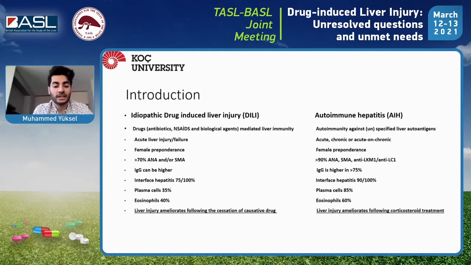I think the biggest difference between the two conditions is how we manage the liver disease. For DILI, it will ameliorate following the cessation of the causative drug, whereas for autoimmune hepatitis, the best management is to start with immunosuppression as soon as possible.